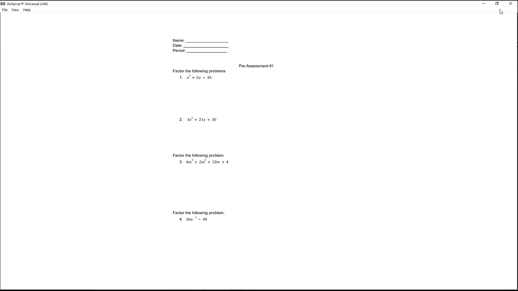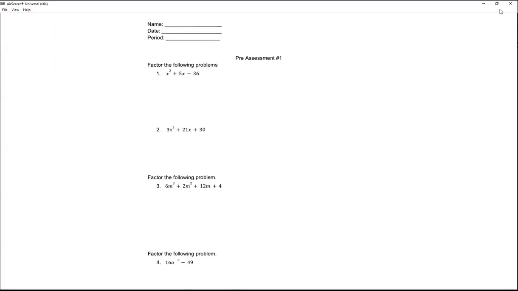All right. Number one is factor the problems. All you have to do is just factor. You don't have to solve. This is just the X method, and this is negative 36 and 5. This will be 9 and negative 5. So it'll be X plus 9 and X minus, sorry, 4, my bad. So X minus 4. Okay, X plus 9, X minus 4.